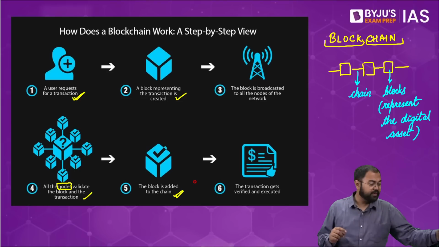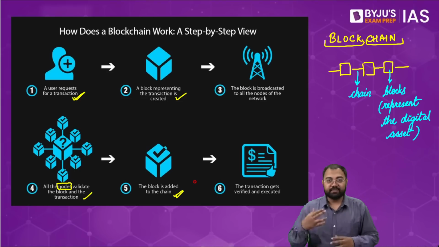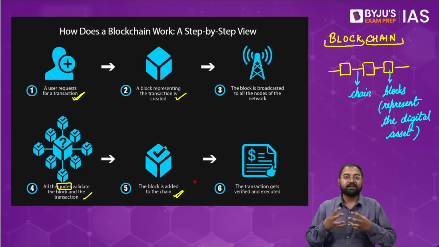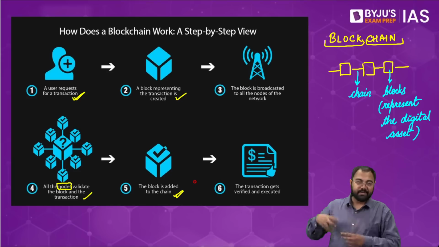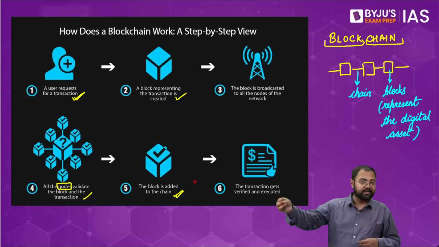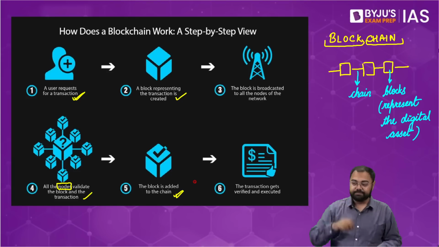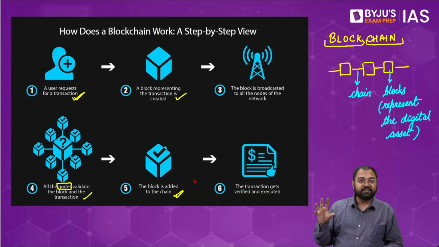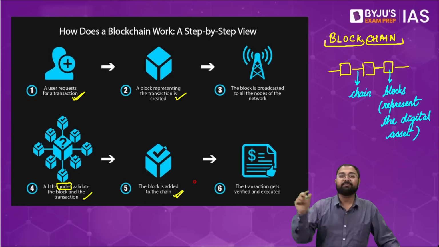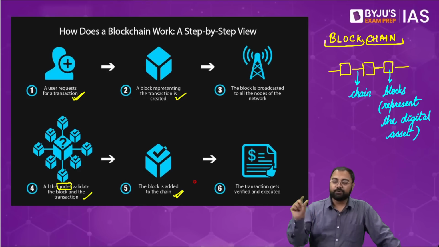This node could be anyone. So for example, let's say I was doing a transaction. Suppose that I had to send some money to somebody. Let's say I have to send some money to my brother. Now I want to send this money via blockchain, a cryptocurrency. For example, let's say I'm sending a Bitcoin to my brother.